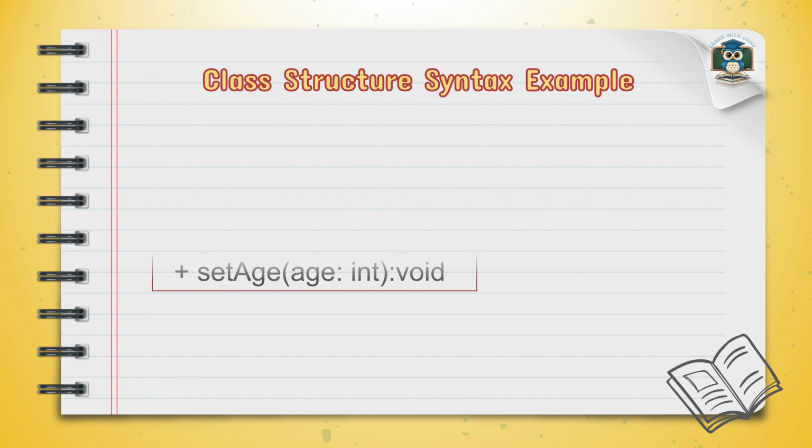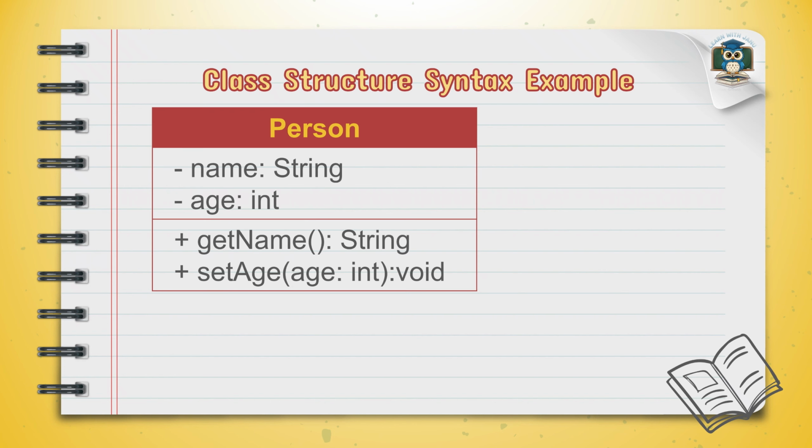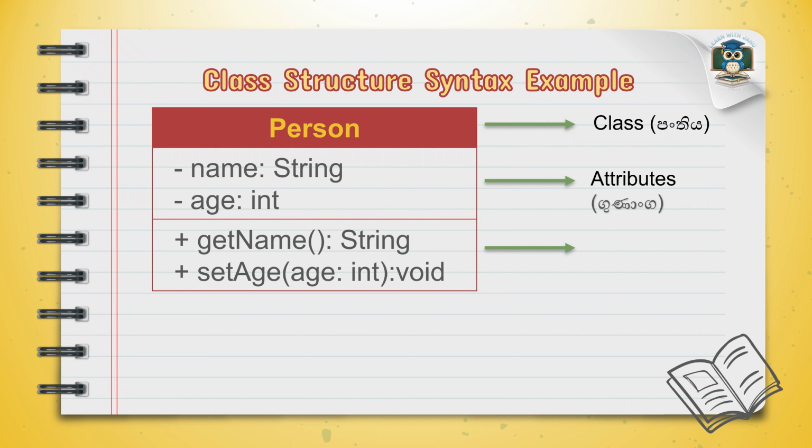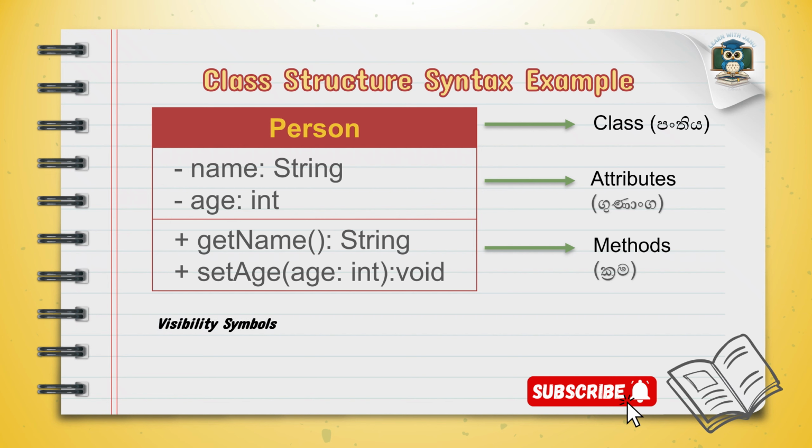So let's see the basic structure of a class. This is the basic structure of the class. In this structure, in the first row we write the class name, in the second row you can add attributes, and in the third row you can add methods. These are the visibility symbols. The plus icon shows public attributes or methods, the minus icon shows private attributes or methods, and the hash icon shows protected attributes or methods.